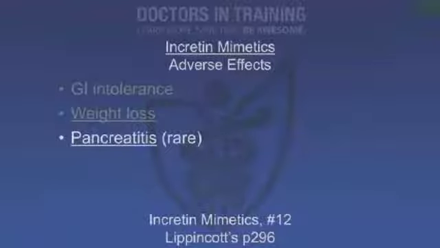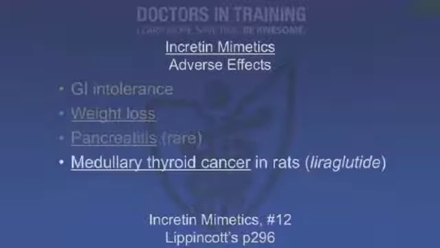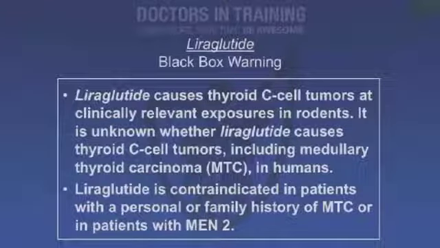There's a rare incidence of pancreatitis with these drugs, so you need to be aware of that. And it's important to know that liraglutide has an increased risk of medullary thyroid cancer in rodents, in lab rats and that sort of thing. So patients who have a strong family history of thyroid cancer, or if they have the multiple endocrine neoplasia syndrome, and they're at high risk of medullary thyroid cancer, there's a black box warning on liraglutide that they shouldn't take it because of the increased risk of thyroid cancer.